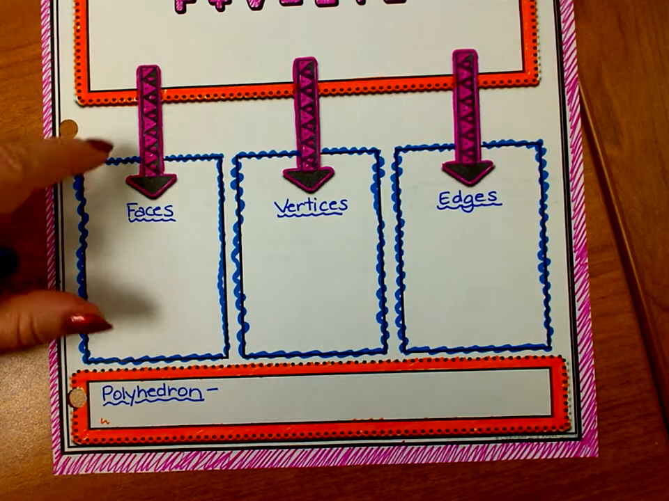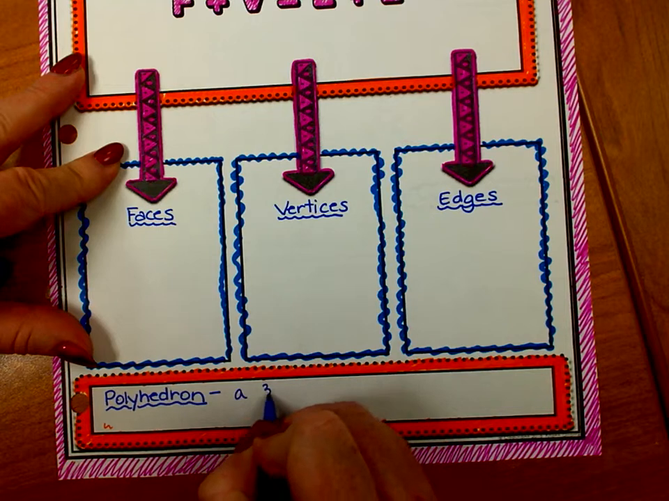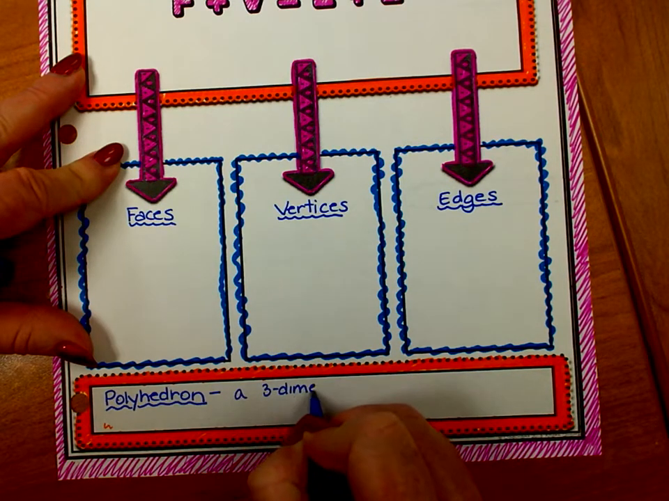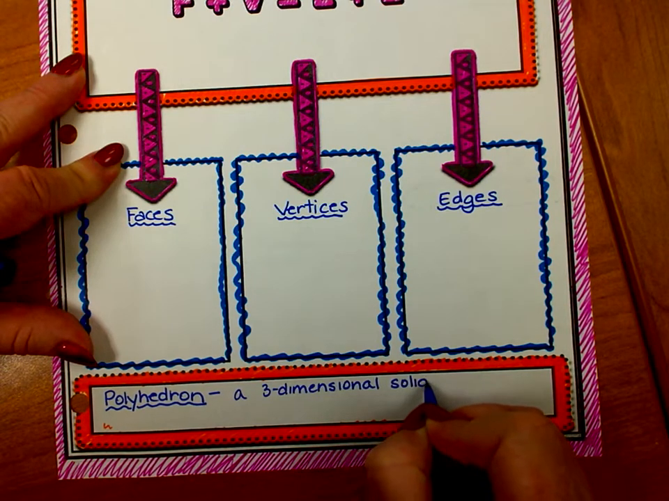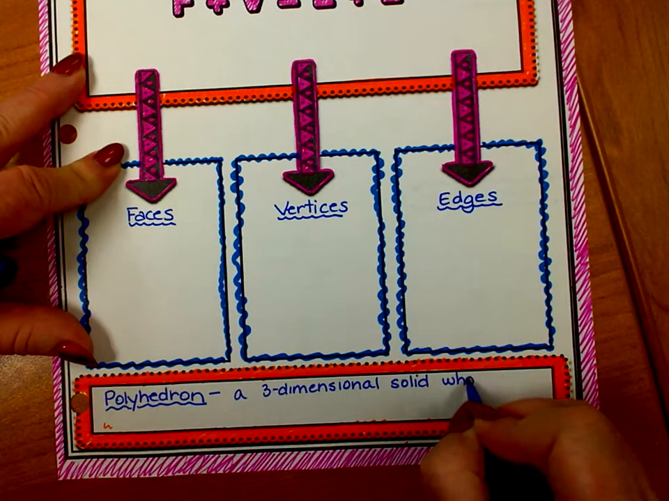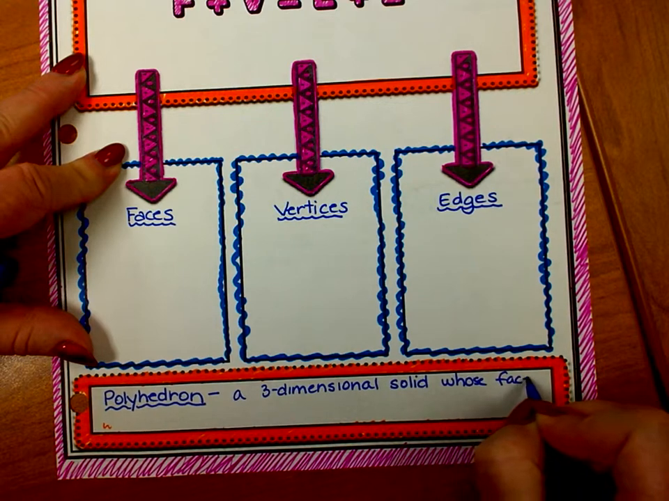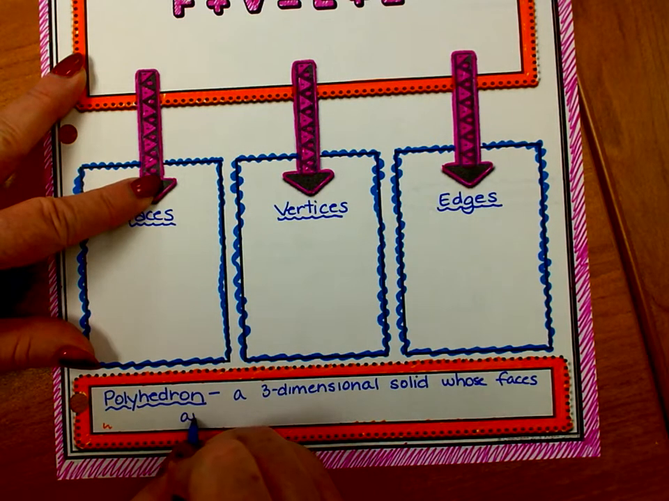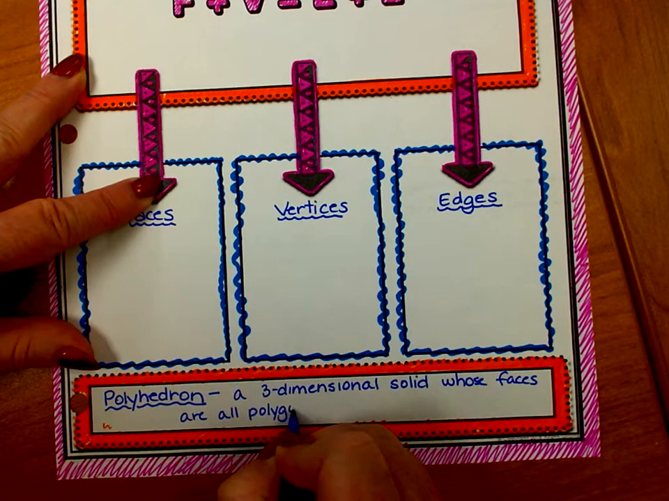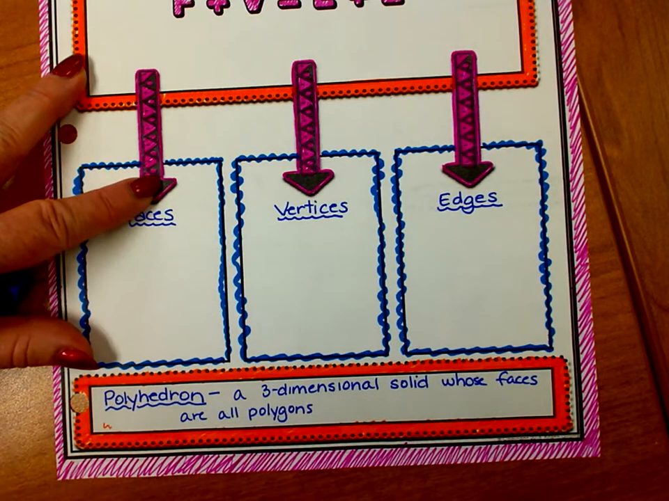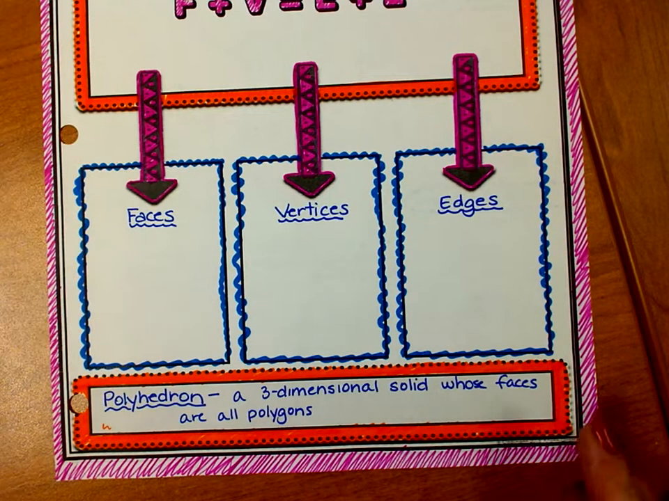A polyhedron is a three-dimensional solid whose faces are all polygons. A three-dimensional solid whose faces are all polygons. Okay, you remember what polygons are from the beginning of the year? Polygons are closed figures with no curves.